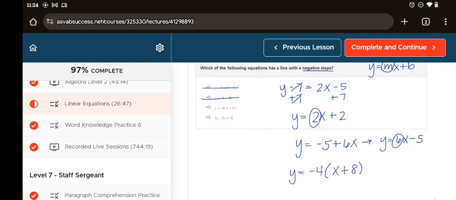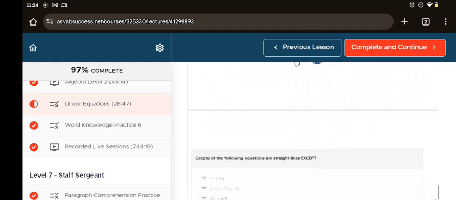It says y equals negative 4x plus 8. Here, this is not in the correct format, so what we're going to do is we're going to distribute, okay? So y equals negative 4 times x is negative 4x, and negative 4 times positive 8 is negative 32. Now that it's in the y equals mx plus b format, the negative 4 is our actual slope. And it's a negative, and that's exactly what we're looking for, so that is our answer.